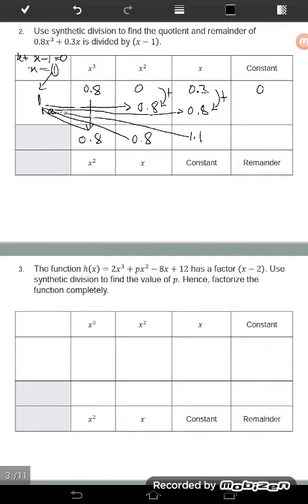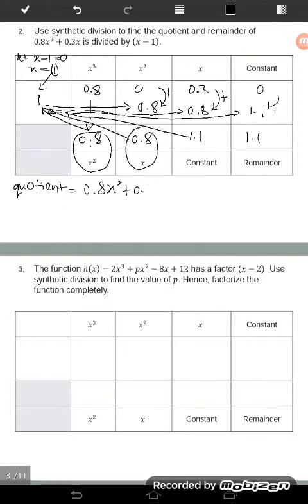And then 1.1 times with 1. Okay, so darabkan dengan 1. So you will obtain here 1.1. 0 plus 1.1, it is equal to 1.1. Okay, so therefore the quotient is equal to 0.8x squared plus 0.8x plus 1.1, and the remainder is equal to 1.1.